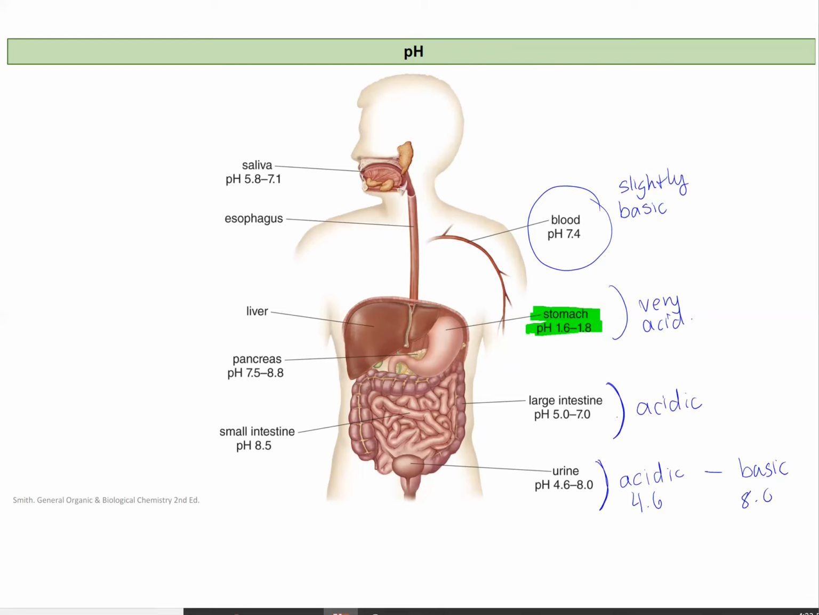Now, compared to our large intestine, which is an acidic environment, our small intestine is basic. It has a high pH of 8.5. Our pancreas is the same. It's also basic. And on the opposite side, our saliva is acidic to help start breaking down our food. So our body utilizes pH to help different types of nutrients absorb or to help break things down. And so we have a wide variety of pHs within our own body.